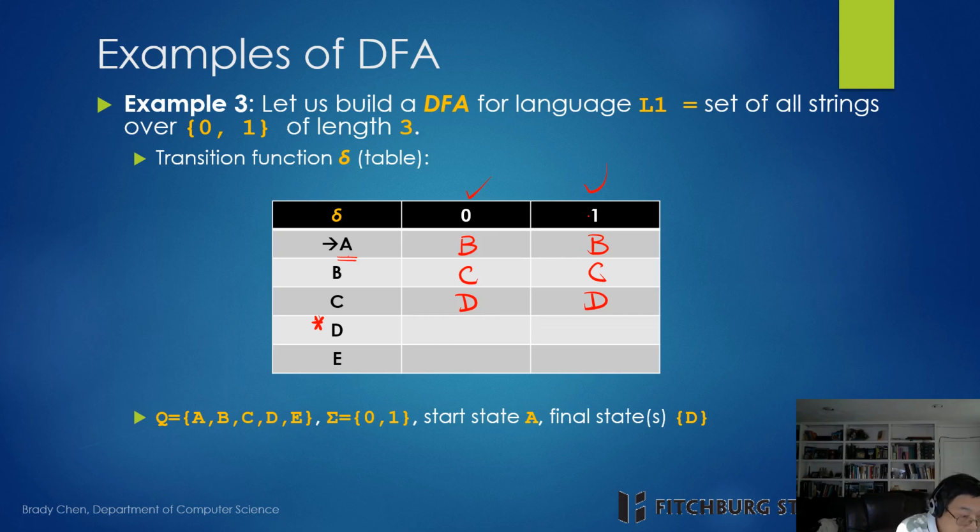But if we continue to add a character, so D combined with the next input character 0, we're going to reach E. And 1 also is going to reach E. So that's a trap state. If we are currently in E, it doesn't matter which character we add, we stay in E. So E is the trap state or dead state. Okay. So the final state is D, right?